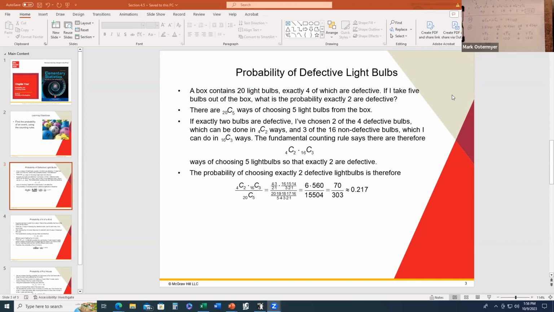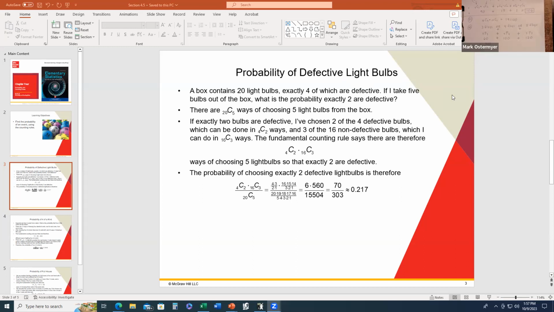But ladies and gentlemen, if I select 2 bad bulbs, that means the other 3 bulbs, because I selected 5 bulbs, remember, the other 3 bulbs must be good. And there's 16 good bulbs in the box. So how many different ways can I select 3 good bulbs amongst 16 good bulbs if order does not matter? That's going to be 16 in combination with 3 ways. So the fundamental counting rule says that the number of ways in which I can select exactly 2 bad bulbs and 3 good bulbs is going to be 4 in combination with 2 times 16 in combination with 3 different ways.